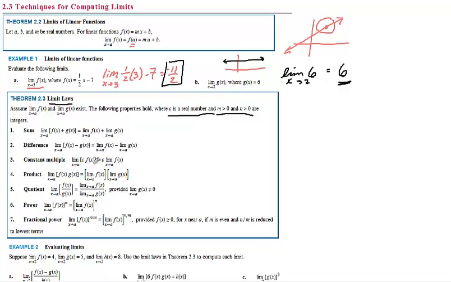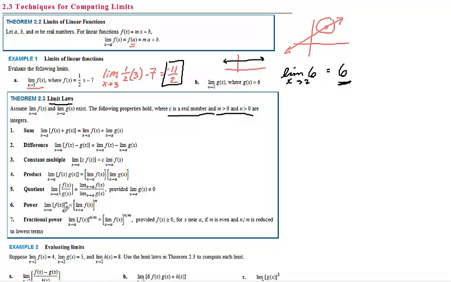Law 3, if you have a constant multiplied by a function, it will be exactly the same as if you just pull that constant out and then find the limit and multiply those two together. Very similar on the product. You have two functions multiplied together as a unit. You can break those two apart and find the limit of each individual one, and similarly again with the quotient.